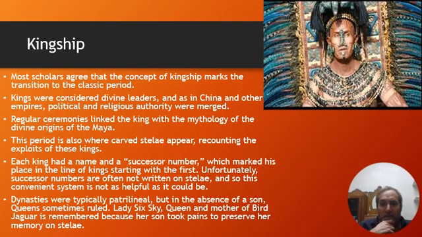So, in this classic period, the concept of kingship arises. There were kings. They were considered divine leaders, like China and many other empires, right? Political and religious authority were completely merged, and this was emphasized by regular ceremonies that linked the king with mythology of the divine origins of the Maya, which we'll get into a little bit later in this lecture. And during this classic period is when the stelae appear, which recount the exploits of these kings.